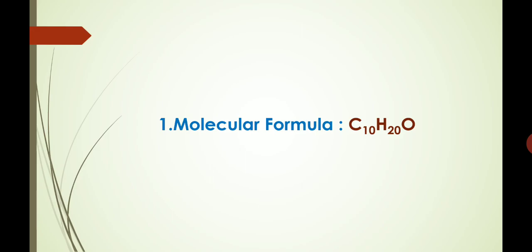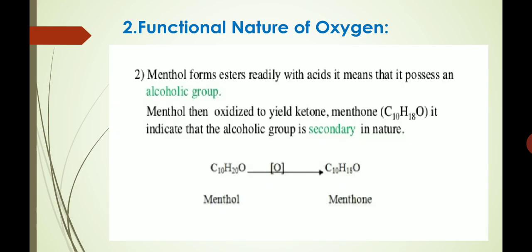Now first we will come to the molecular formula. Elemental analysis and molecular weight determinations show that the molecular formula of menthol is C10H20O. Second point is we have to establish the functional nature of oxygen. As we can see in the molecular formula, one oxygen atom is present in its molecule. So we have to ascertain the functional nature of oxygen.